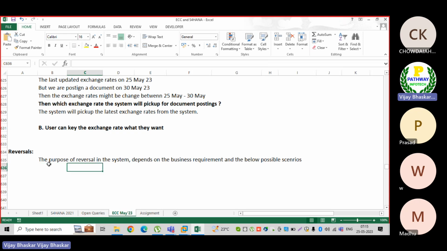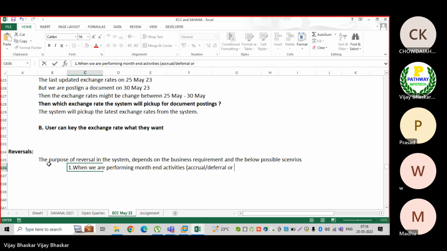One is during the month end. When we are performing month end activities like accrual and accrual deferral, or FC revaluation, foreign currency revaluation, foreign currency activities, the entries are to be reversed.